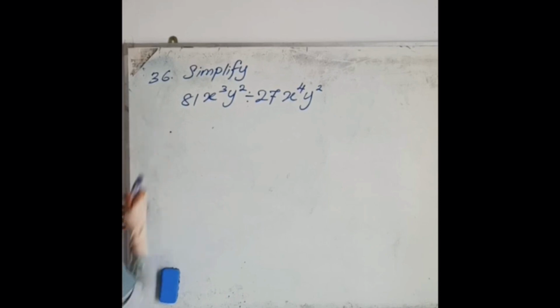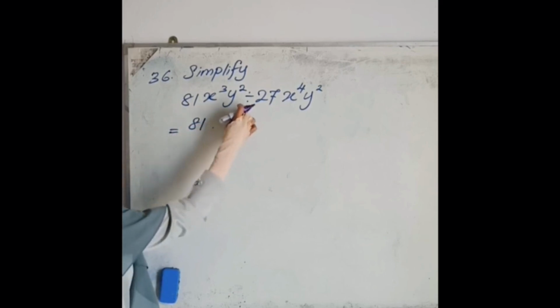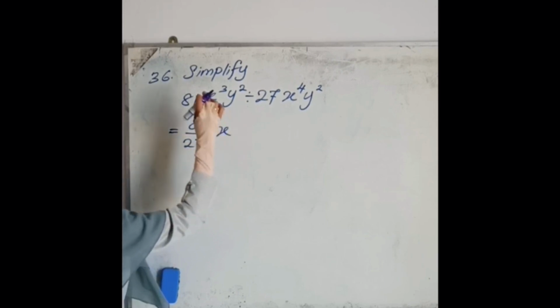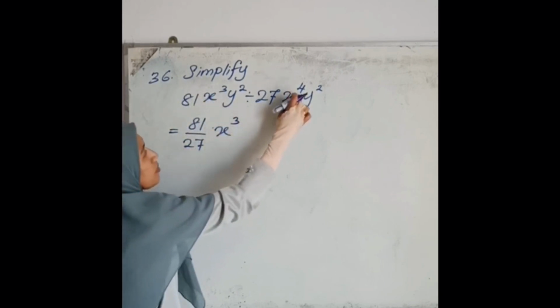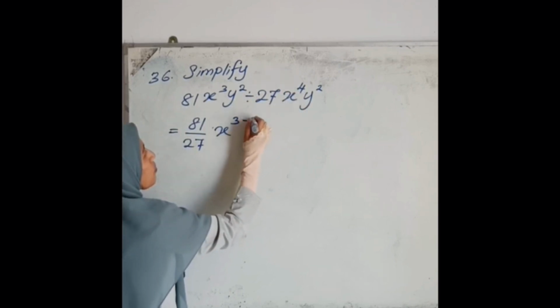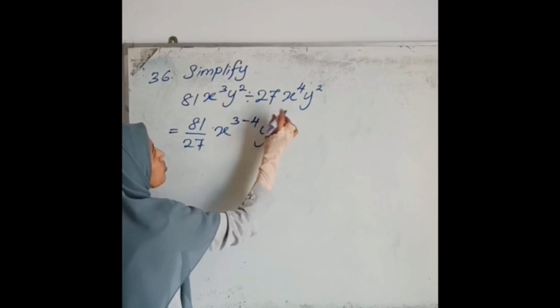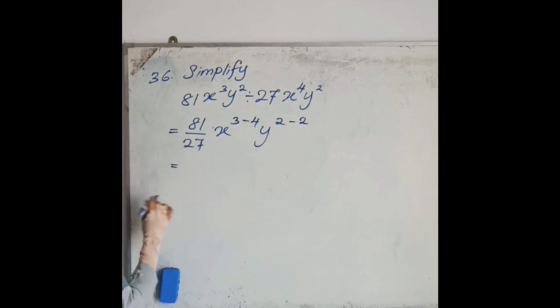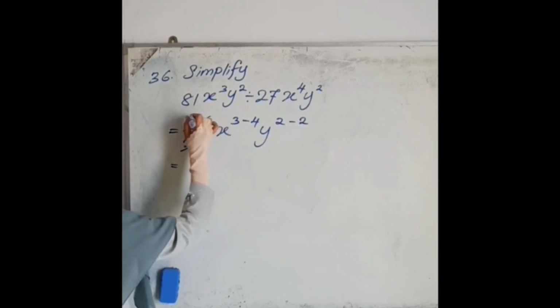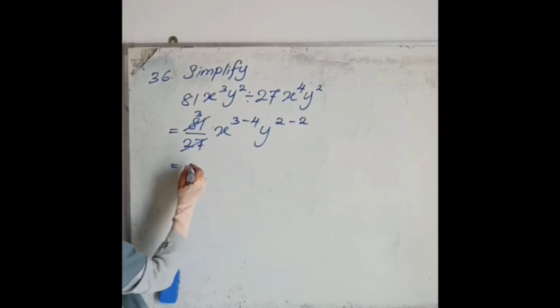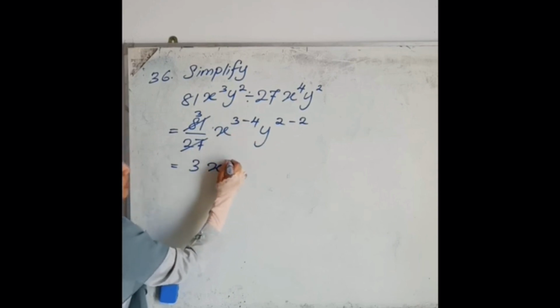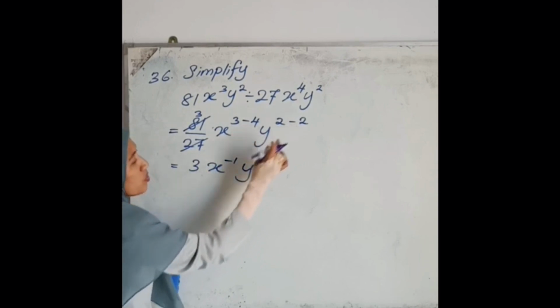Okay, number 36. So as usual, bring up the power. So 81 divide, we can put per 27. Okay, x power is 3, divide so minus 4. Okay, y power is 2. Okay, divide minus 2. So we can simplify here. We can get 3. So 3, x, 3 minus 4, negative 1. So y, 2 minus 2, 0.